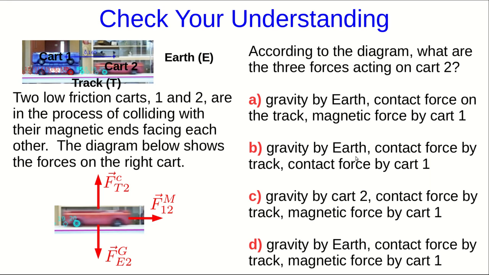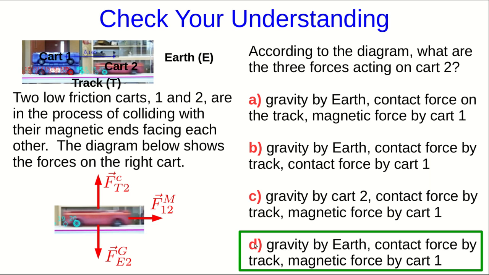So hopefully I didn't fool you with any of these answers. One thing to notice is that because these are all supposed to be forces on the right cart, or in other words on cart 2, the second subscript must be 2 for all of them. And so that also tells you, for example, that A can't be right because it's mentioning a contact force on the track. No, all of these have to be forces on cart 2. And so the correct answer here is D.